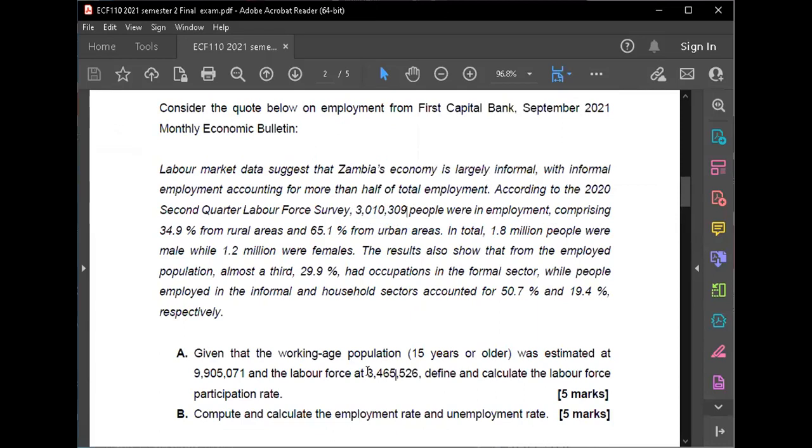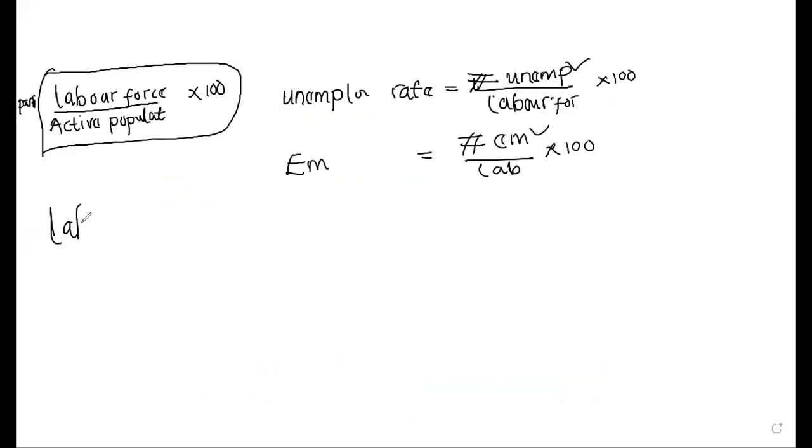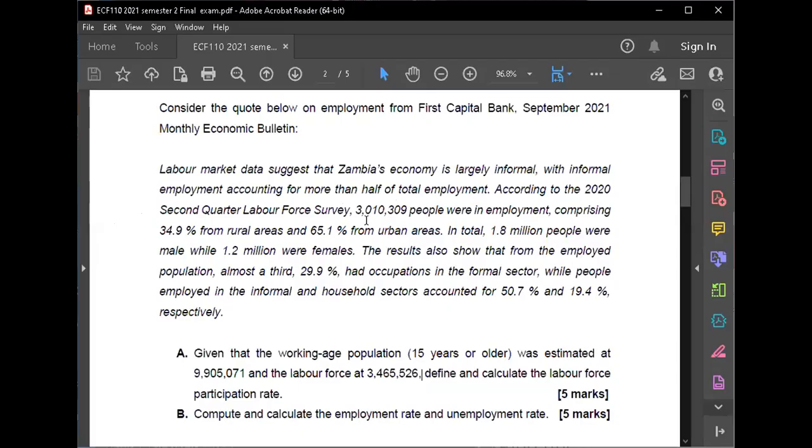Then if our labor force is this, remember the labor force is equal to employed plus unemployed, right? So if you have to put down the labor force, it is equal to the people that are employed plus those that are unemployed, meaning they're actively looking for jobs and they don't have them. So the number of people that are employed is 3010 with this number here.